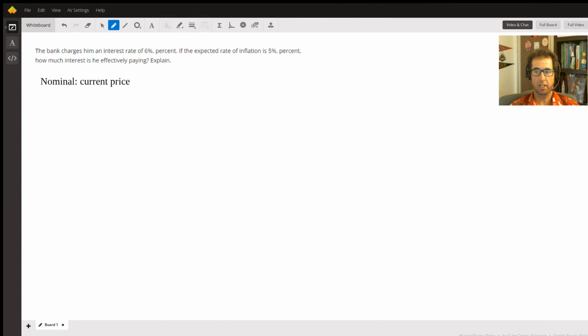Hello, in this problem, we're going to calculate something called the real interest rate. We've got a situation where the bank is charging a person 6% to use money for something. It's a loan. We don't know what the loan is about, but that's okay. It doesn't matter. That is the nominal interest rate. So it's the current present period price of that loan.